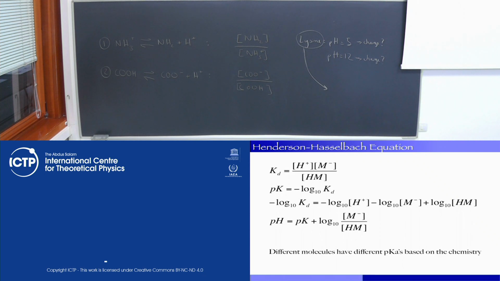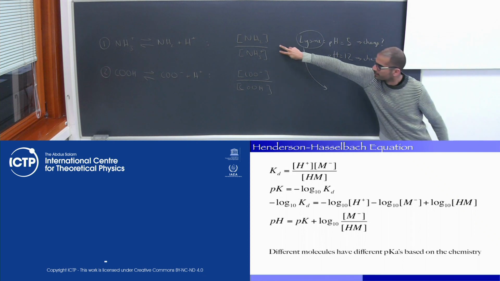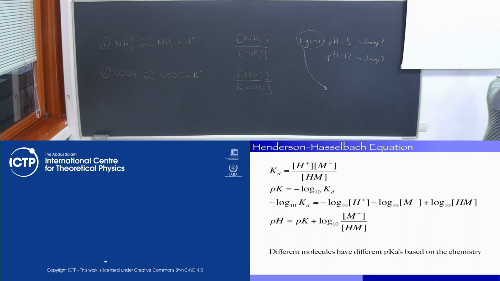Okay, but lysine has 3 titratable groups: the C terminus, the COOH, the N terminus, and its side chain. So you have to look at the charge or the ratio of these two for 2 NH3 groups, because you have the N terminus and the side chain. Okay, so let me sketch it out for you.